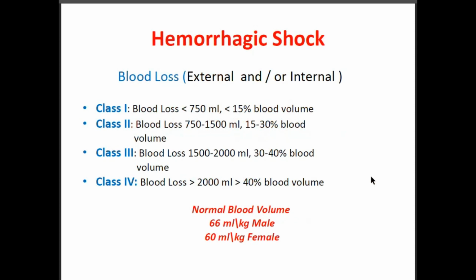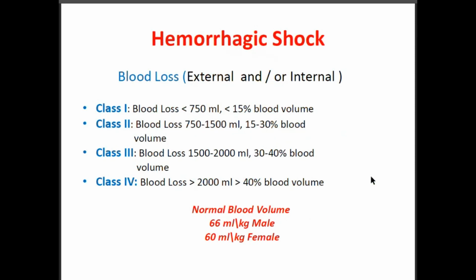Hemorrhagic shock is classified in severity into four classes. Class 1, blood loss less than 15% of blood volume. Class 2, 15 to 30%. Class 3, 30 to 40%. And class 4, more than 40%. And usually class 4 are really very morbid and deadly.